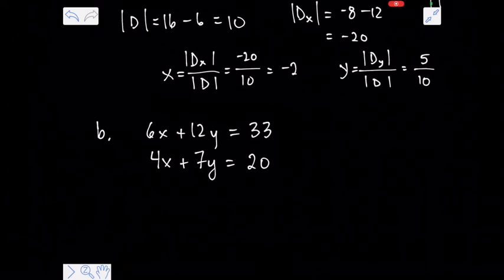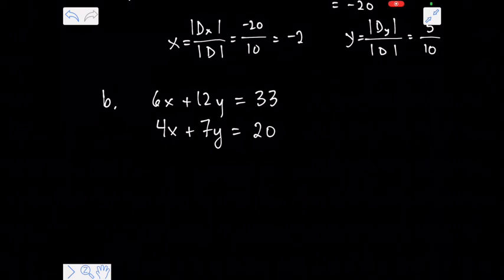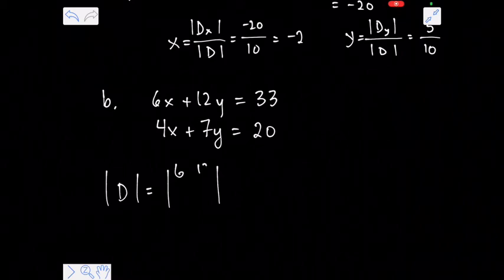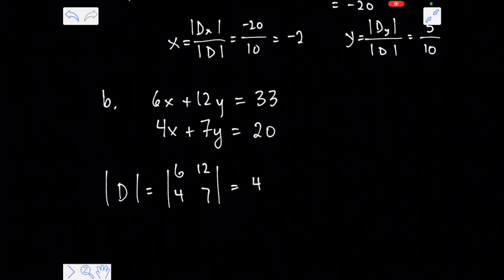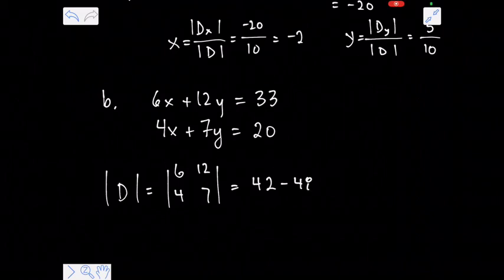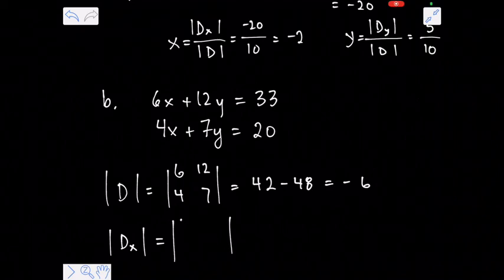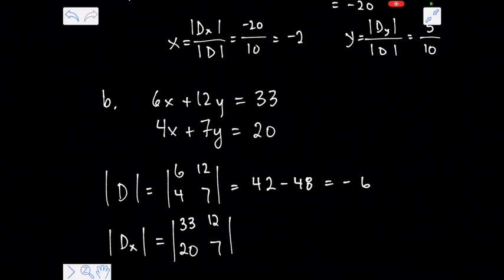So hopefully what you found is, rather than writing things twice, the determinant of d is going to be the determinant of the coefficients, which is 42 minus 48, which is negative 6. The determinant of d sub x would have been the determinant where you'd have the 33 and the 20 here, and the 12 and the 7 stay there.